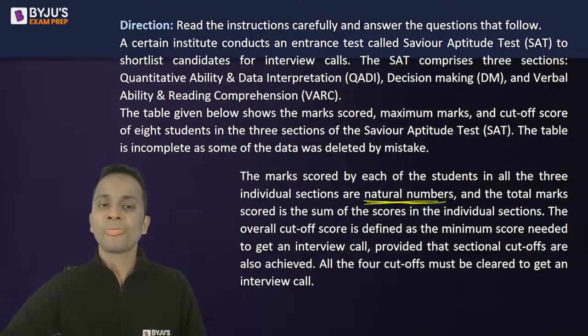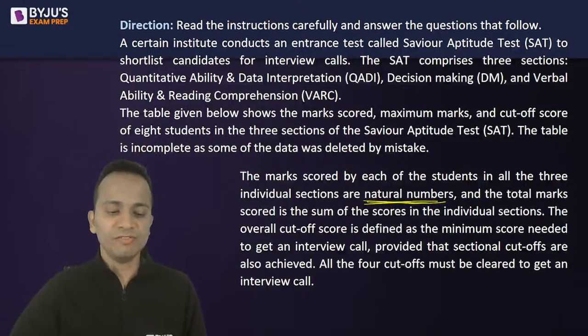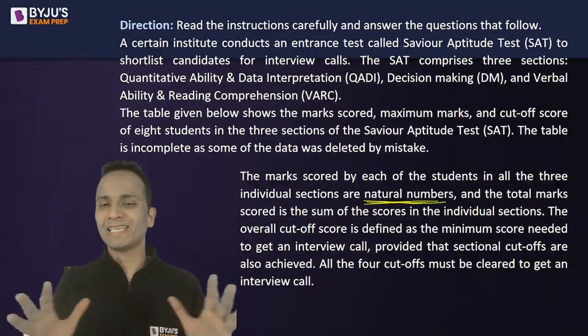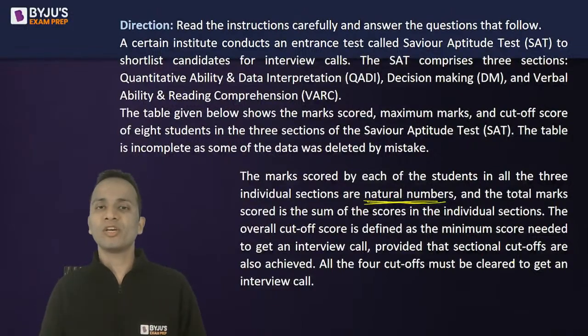The overall cutoff score is defined as the minimum score needed to get an interview call, provided that the sectional cutoffs are also achieved. All the four cutoffs must be cleared to get an interview call. So this is a very basic kind of data. You don't have to understand anything, just have to start working on the questions.